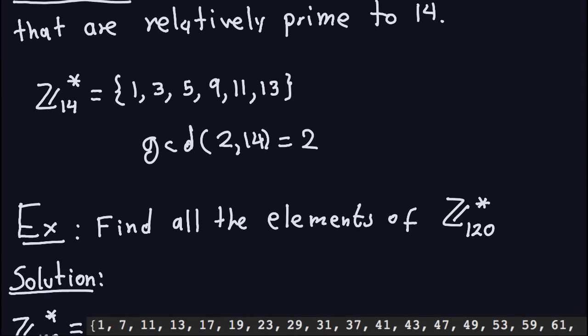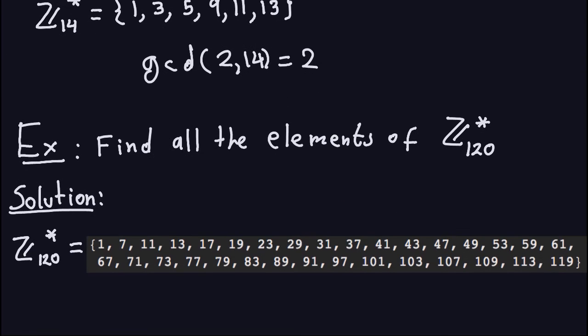Okay, just to emphasize, let's look at another one. Let's say I want to find all the elements of Z120 star. In this case, I have to take the list from 1 to 120. From the list of all the elements from 1 to 120, I have to select all the ones that are relatively prime to 120, and that's going to be the elements of this collection here, which is actually a group. So Z120 star will be this list here.